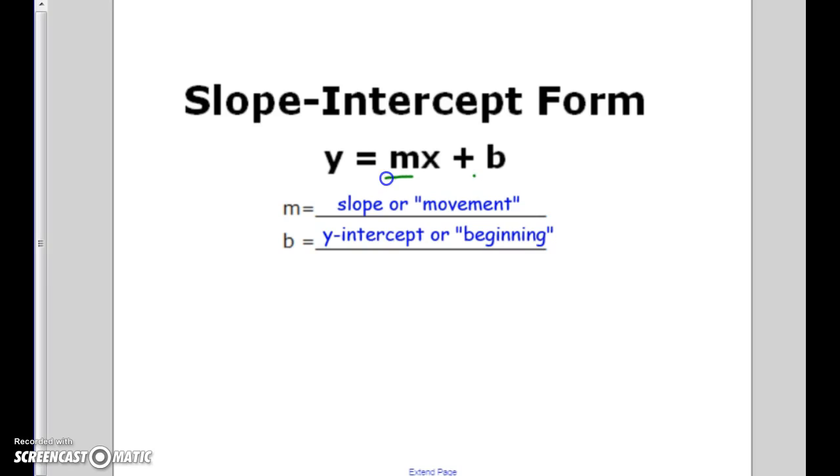And then the B is the y-intercept or the beginning. It tells me on a graph where it crosses the y-axis. So it's starting on that line somewhere. Are we good? Yes, ma'am.